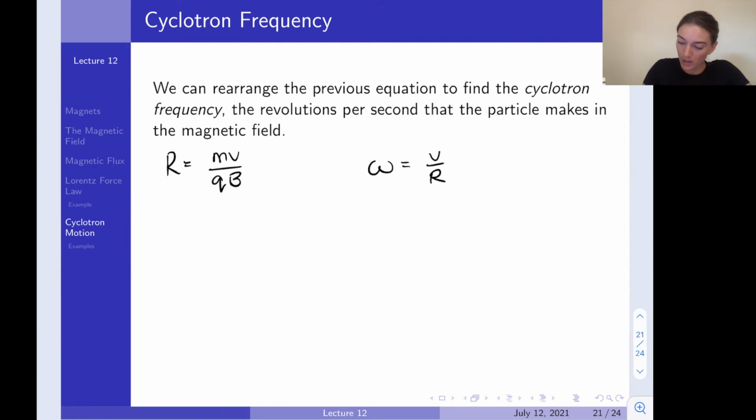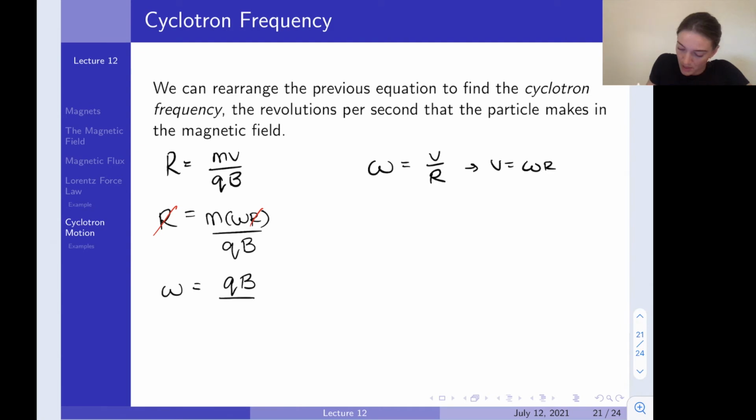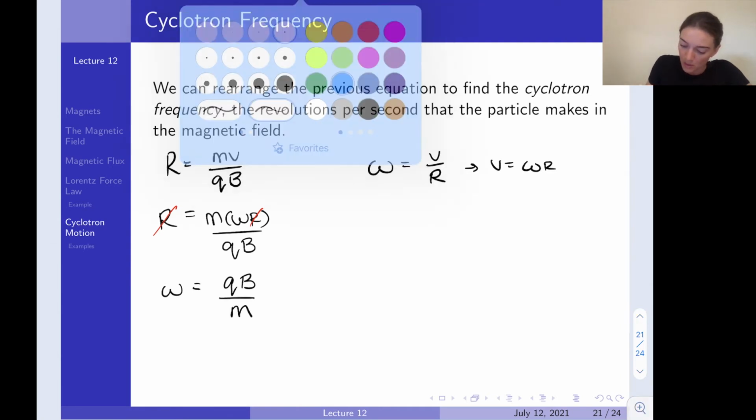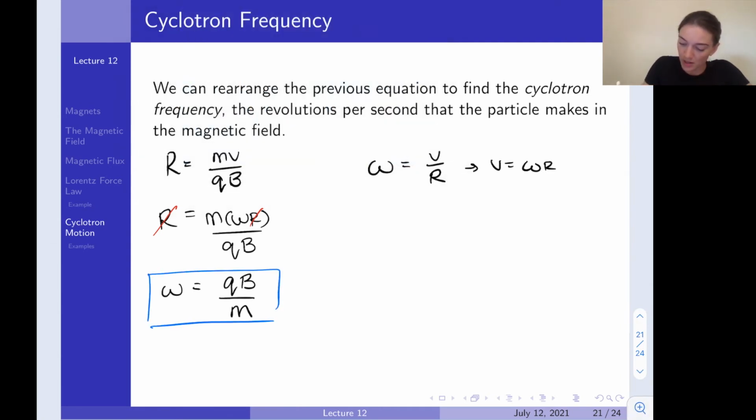So I'm going to plug in, where I see v, omega times r into this equation. And now I'm going to solve for omega. So I can see that my r's cancel, so the radius actually doesn't matter. And now I can solve for omega. So omega is going to be equal to qB over m. So this is going to be our cyclotron frequency.